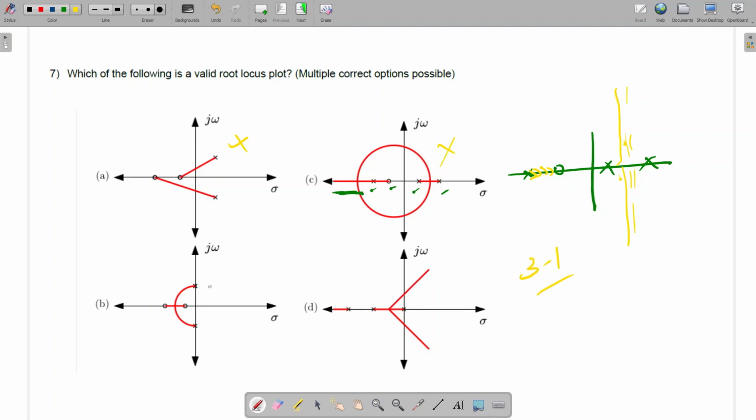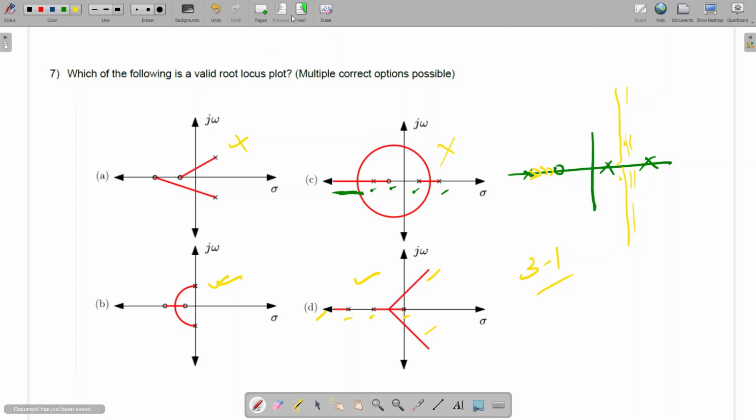And if you see this one, this is looking correct because it is symmetrical with respect to the x-axis. And this is also correct. Two poles here and one pole here. So it will tend towards infinity and it will also tend towards infinity. So B and D are the correct options. Is it clear to all? Should I move to the next question? Clear, sir.